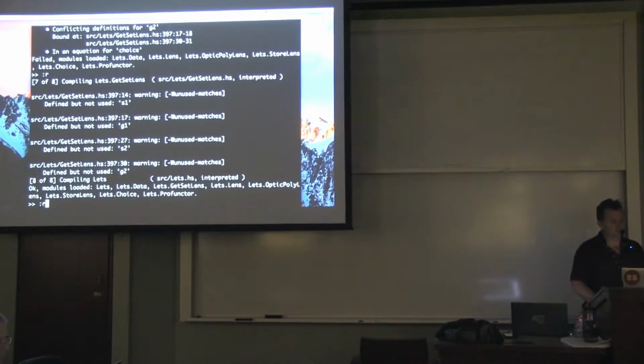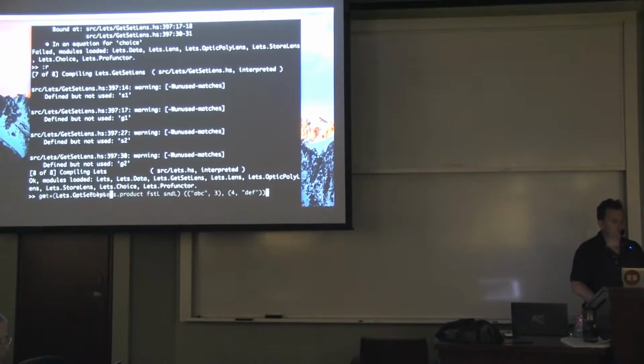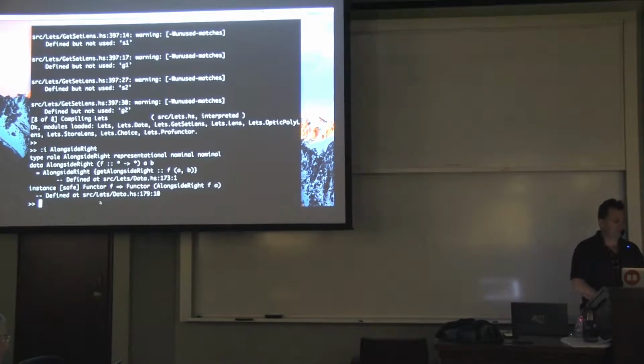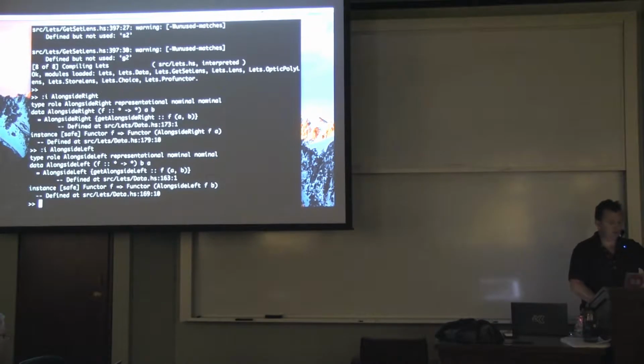Just to make sure you all got the memo earlier, that if you're doing the optic lenses, you need the alongside right and alongside left data types. There's somewhere back there. This one here, basically it's just a functor. This is just the pair, F mapping on the right side of a pair. And this one here is F mapping on the left side over the A.